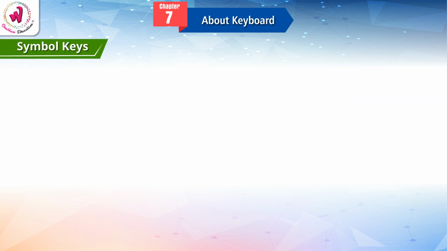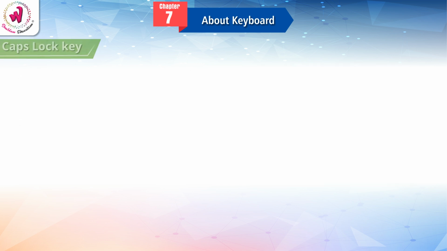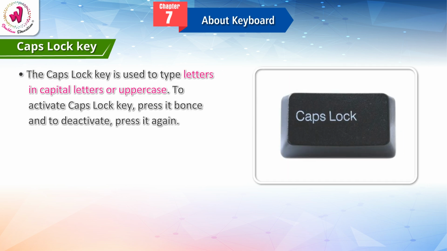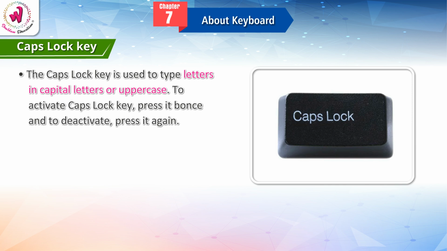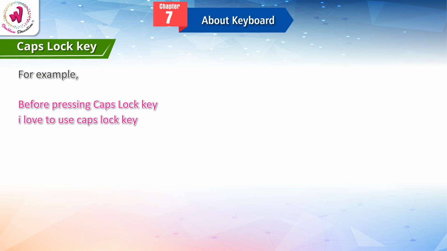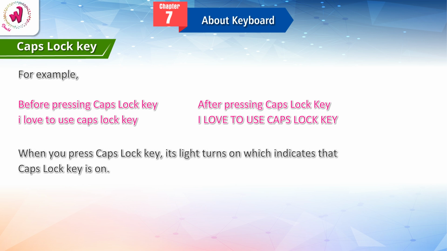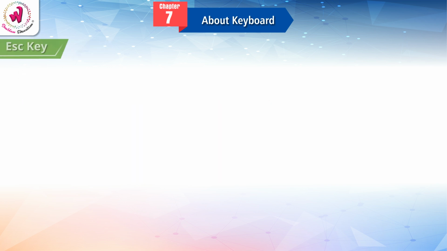Symbol keys. Symbol keys are used to type symbols on the keyboard. Some symbols are present on number keys and some are present separately. Caps Lock key. The caps lock key is used to type letters in capital letters or uppercase. To activate caps lock key, press it once, and to deactivate, press it again. For example, before pressing caps lock key, after pressing caps lock key. When you press caps lock key, its light turns on, which indicates that caps lock key is on.